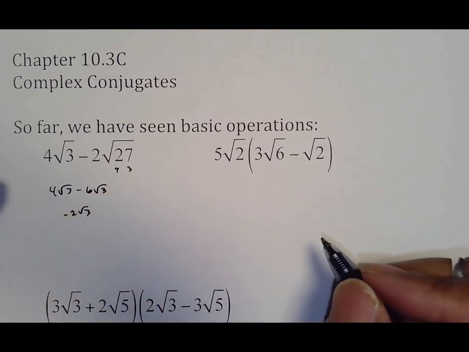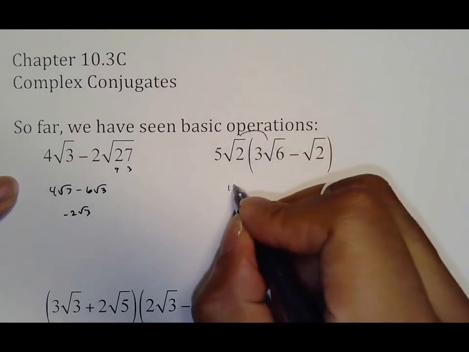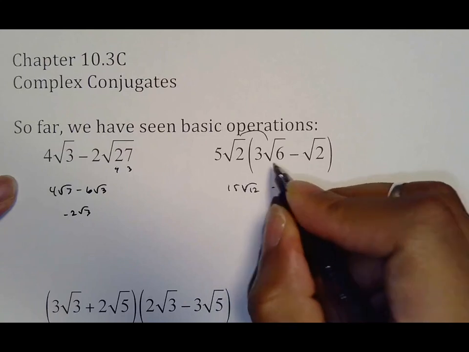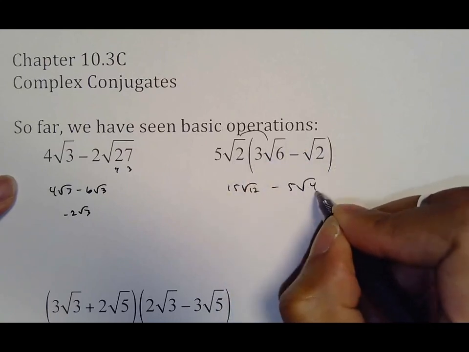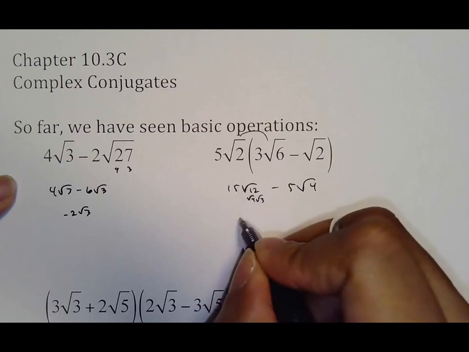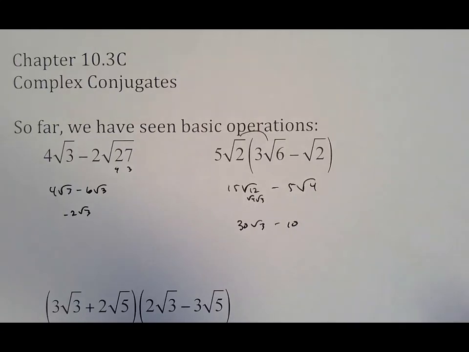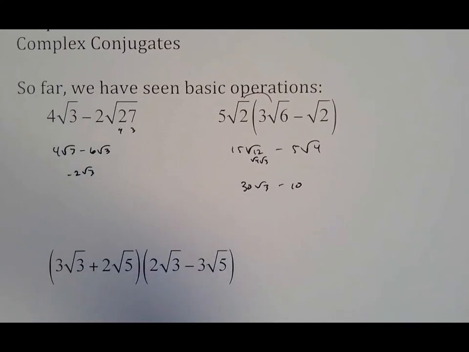Again, that was section 10.3.1a. We also learned to multiply, which then makes this 15 root 12 minus 5 root 4. Understanding root 12 is 4 times 3 means that's a 2, so 30 root 3 minus that's a 2, which makes 10. Again, those things should be more natural for you now at this point.